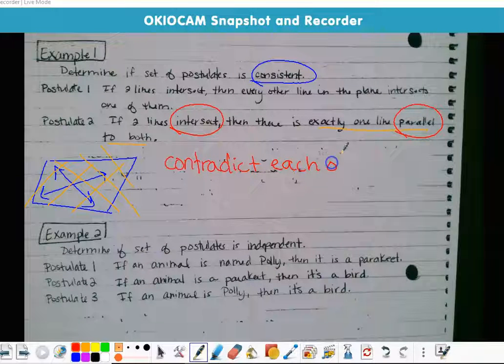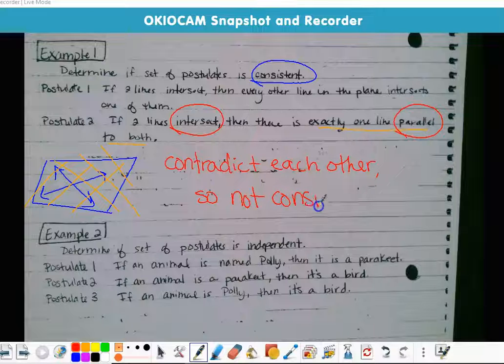So are they consistent? No. Good. So not consistent. Excellent. They contradict each other, so they are not consistent. Very good.